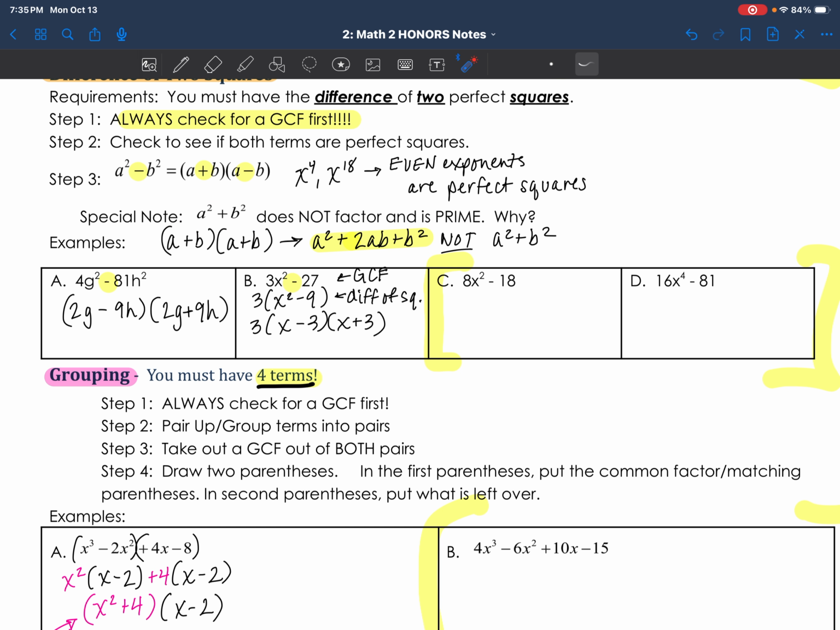All right, so quick thing, this is not a difference of squares, and it's actually prime. Because if you were to take this term, a lot of people want to say it's a squared plus b squared. It is not that. Because if you were to distribute, you're going to get this, which is not a squared plus b squared. So let's look at this first one.